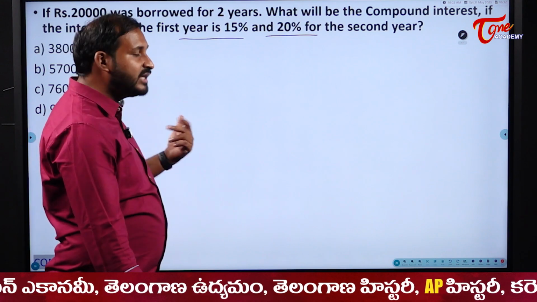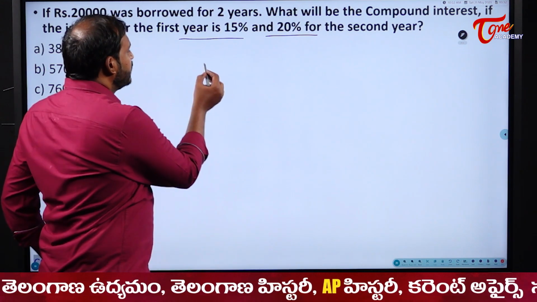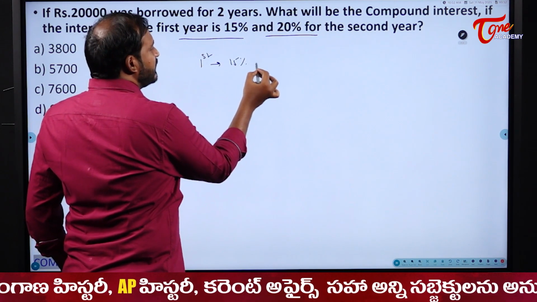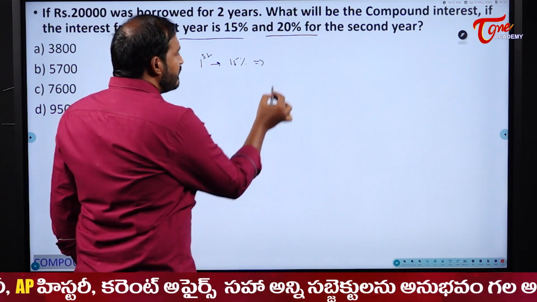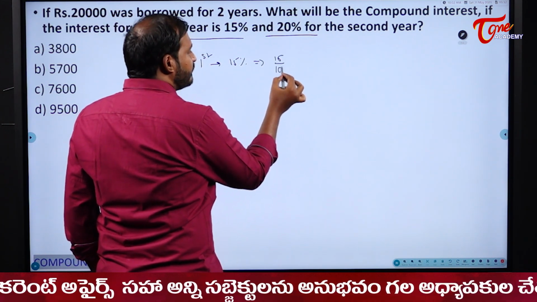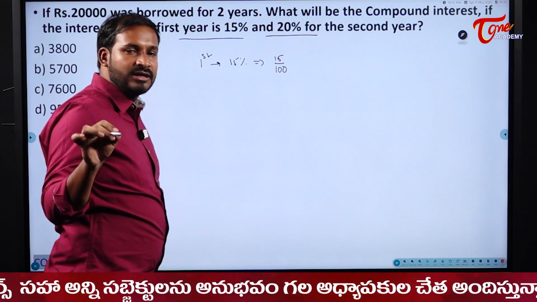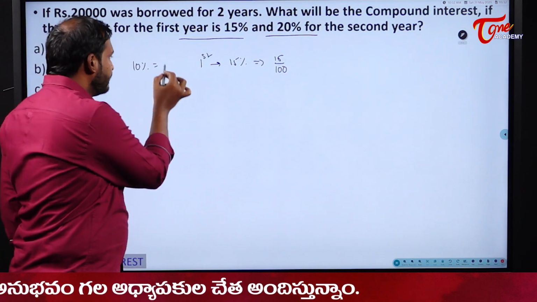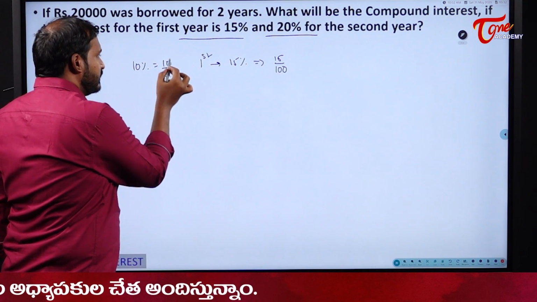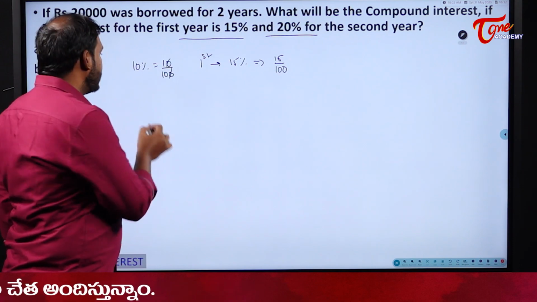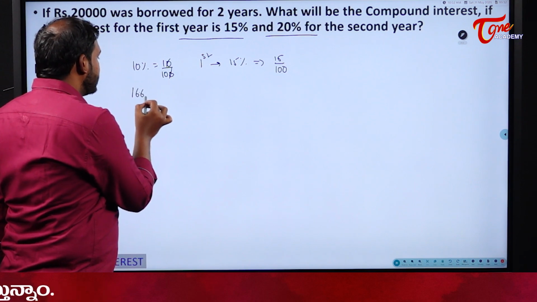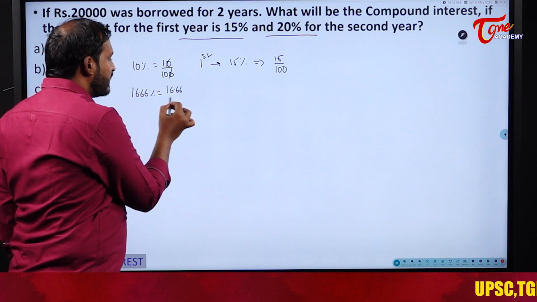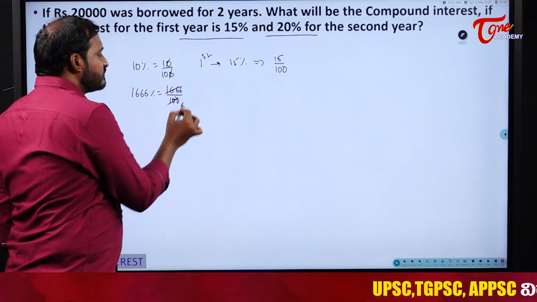But in our case, if we solve it, in the first year it was incremented by how much? 15%. 15% means what, students? 15 by 100. See students, till now 10% I have written as 1 by 10. How did I write that? 10 by 100. And then later I have written 16.66% as 1 by 6. How have I written that? 16.66 by 100, so that one I have written as 1 by 6 like this.